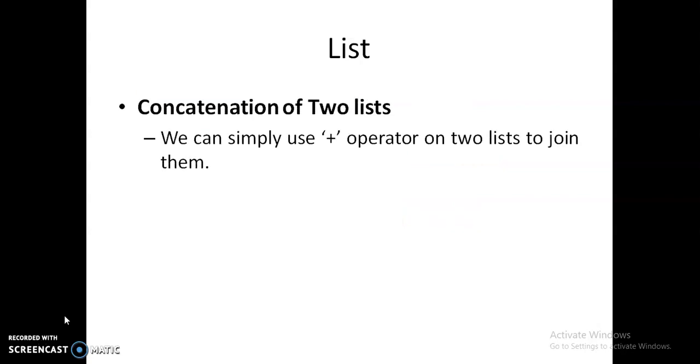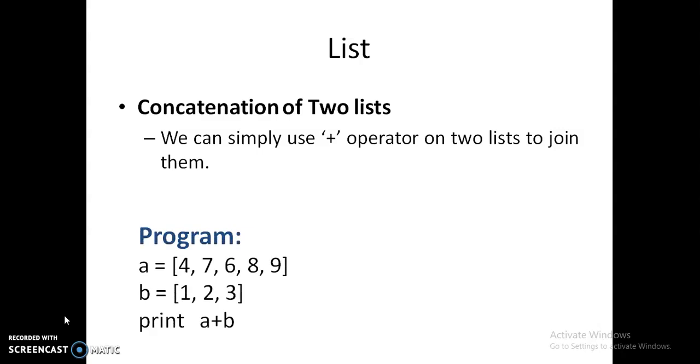Next, concatenation of two lists. We can use the plus operator to combine two lists into a single list. Say I have a list A with 4, 7, 6, 8, 9 and B is a list with 1, 2, 3. Now I want to combine these two lists into a single list. It forms 4, 7, 6, 8, 9 and then 1, 2, 3. That is, the B list is appended to the A list, so I get the first A list elements, then the B list elements.